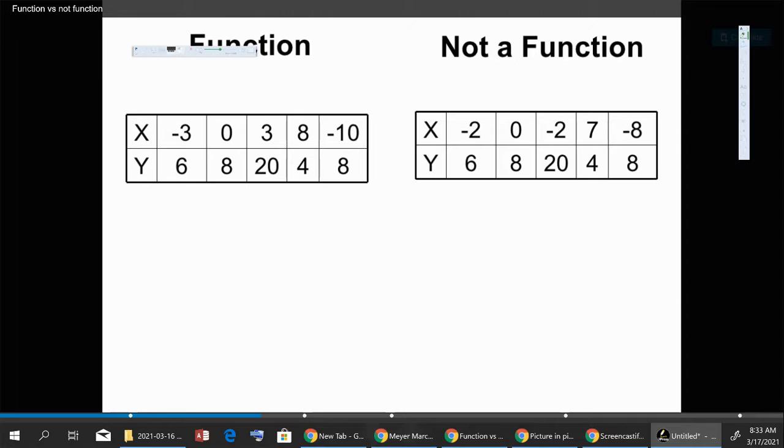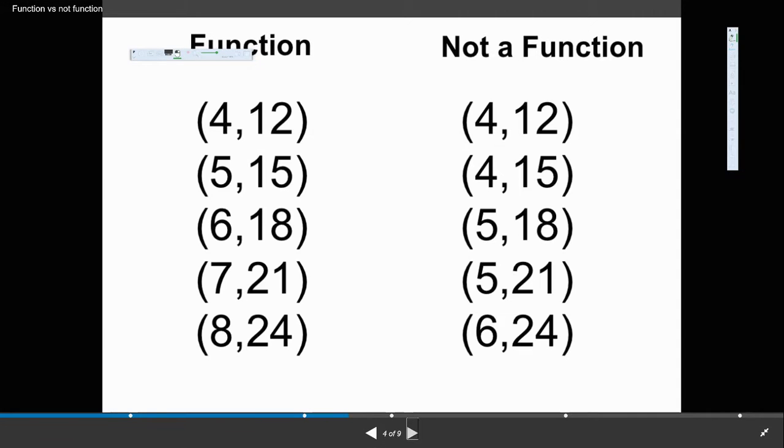All right, so tables are pretty easy to observe. You can also have them in the format of sets of ordered pairs. This is a set. Each set, right, is considered a relation. I just want to know if that relation is a function or not a function.